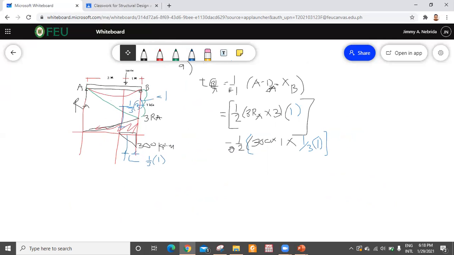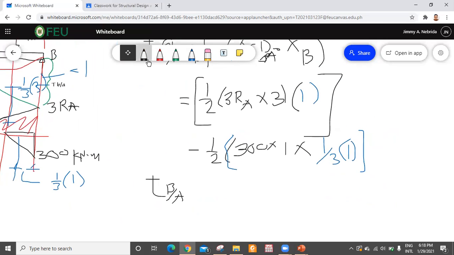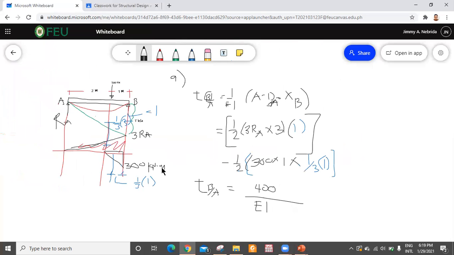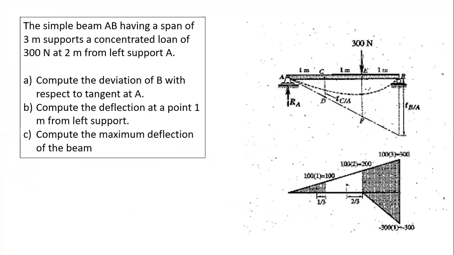So we can compute here the deviation. If we calculate this one, you have the deviation at B from A equals, of course, all divided by EI. You can check it. It's equal to 400 over EI. So that is the deviation at B coming from A. That's the first question. What's the second question?